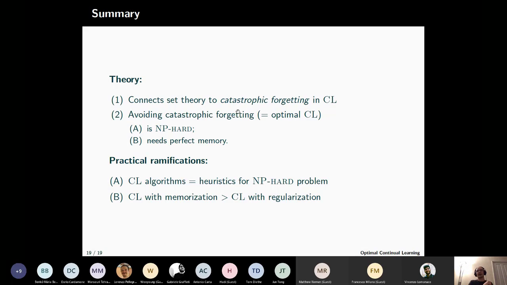You're working on heuristics for NP-hard problems. And it also tells you that memorizing is probably the easier way out compared to regularization, unless you can make very specific assumptions about the data that you would be encountering, in which case regularization may work much better.